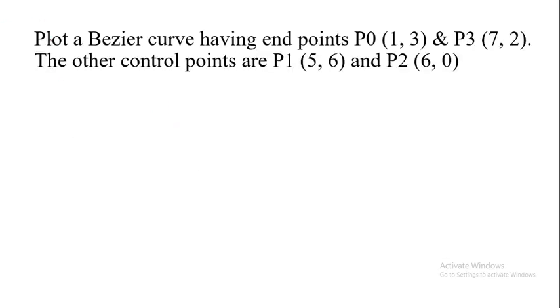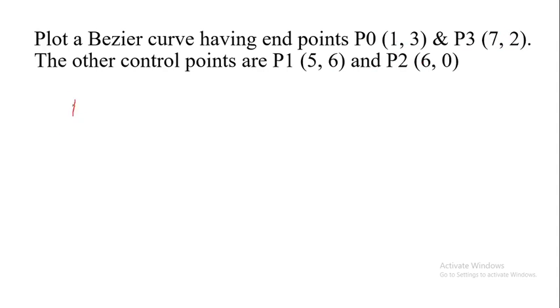So suppose the question is, you have to plot a Bezier curve having endpoints P0 is 1 comma 3 and P3 is 7 comma 2. The other control points are P1 and P2. So two control points are given and start point and end point is given. We have the 4 points: start point, control point 1, control point 2 and end point.